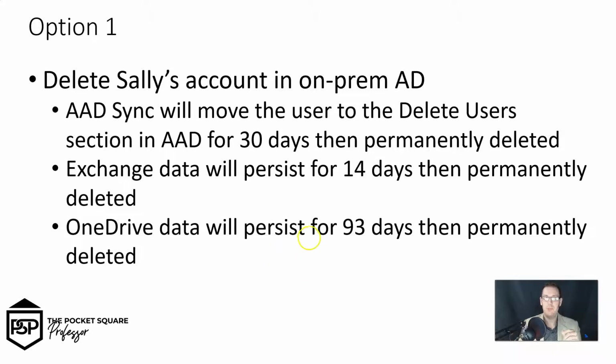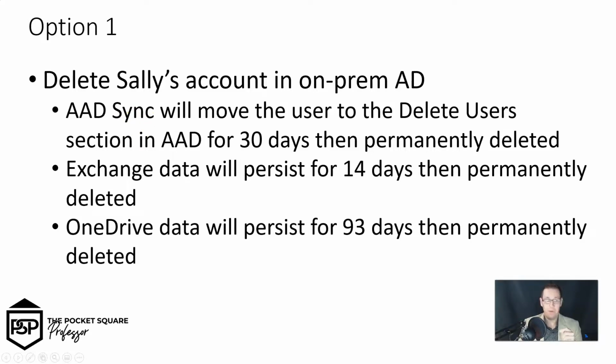But this option right here, does this make sense for the scenario that we gave? Well, no, because all of her data is going to go away at most, or at the longest, in 93 days. Her OneDrive data is gone, her user account's going to be gone, her email will be gone after 14 days, and then all of her data is going to be gone. This does not hit our compliance requirements. So this is not a viable option. We cannot just start deleting accounts.